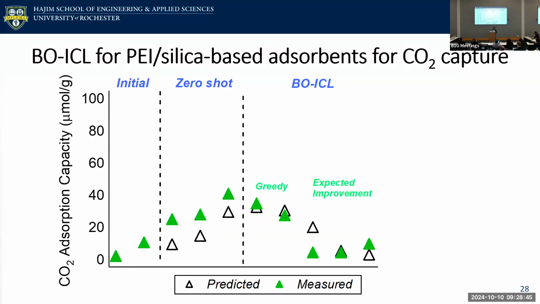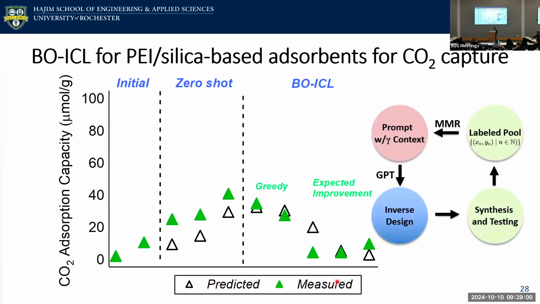Then we started running the BOICL workflow using these 5 experiments as initial points in the labeled pool. We ran 2 different objective functions, and we see here that when the model makes a bad prediction, so when it predicted around 20 and then the sample didn't really absorb much, it can get stuck around 0. So we ran this BOICL workflow, but then at the end, what we decided to do is just run inverse design. So we could make anything that the model proposed.